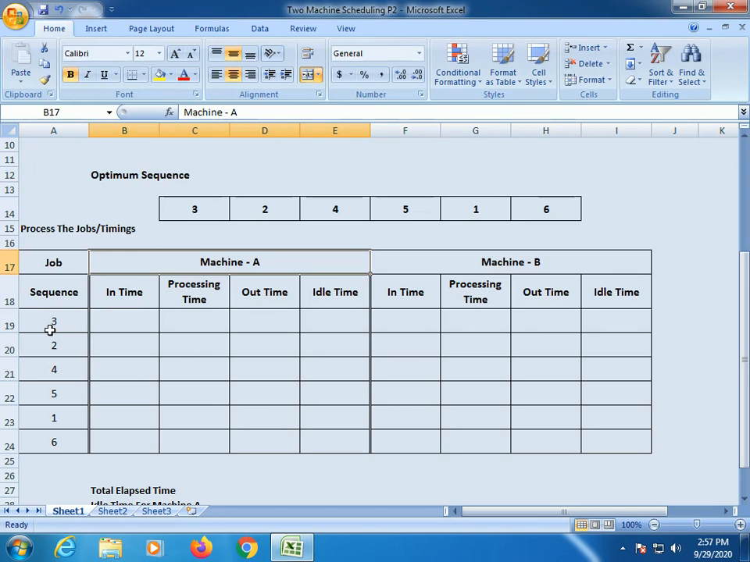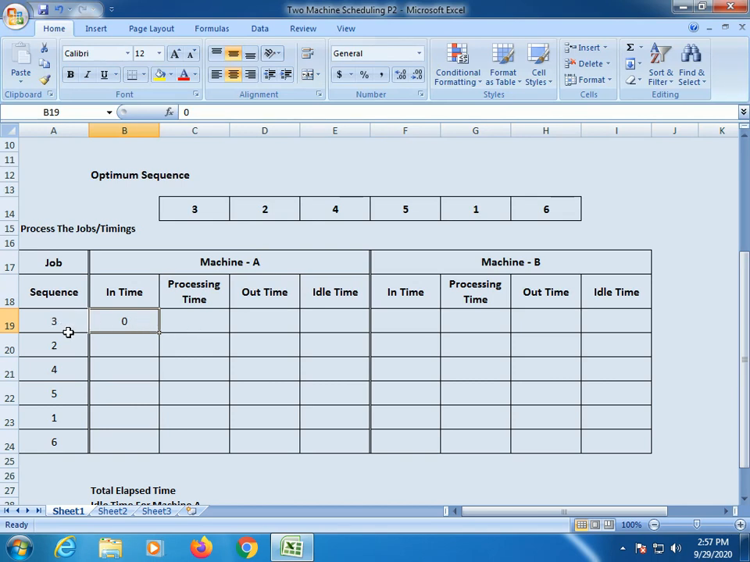So what is the job we have now? According to the sequence, we have job 3, so that job 3 we have to process on machine A. At 0 time we have to start the process on machine A, because it is the first job.